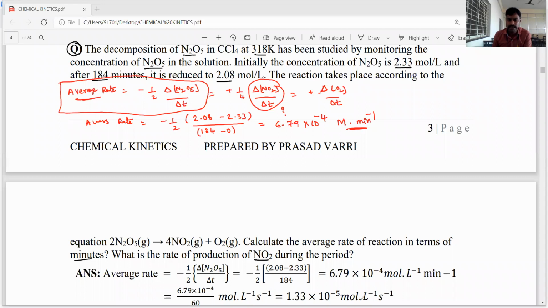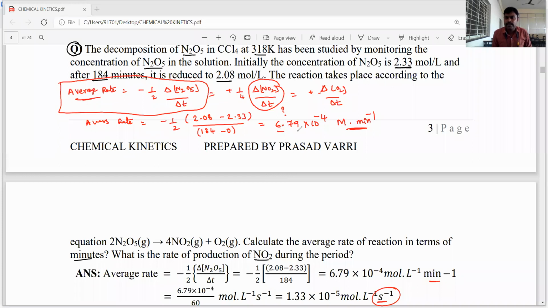But here I additionally calculated in per second also, dear students. If you want to calculate the same average rate in terms of per second, you have to divide it by 60. To convert this per minute into per hour, you have to multiply it by 60, because 1 minute is equal to 1 by 60 hours. Then the 60 goes to the numerator, so we multiply by 60 and you will get that rate in terms of per hour. Divide it by 60 and the rate will come in terms of per second.